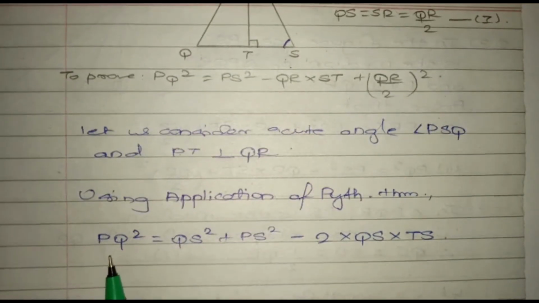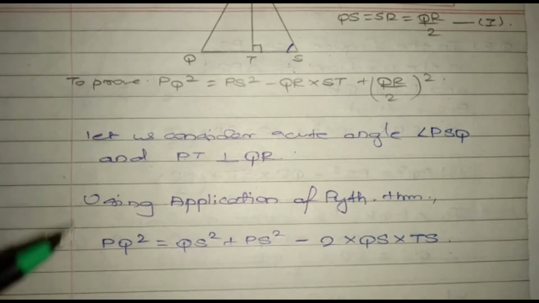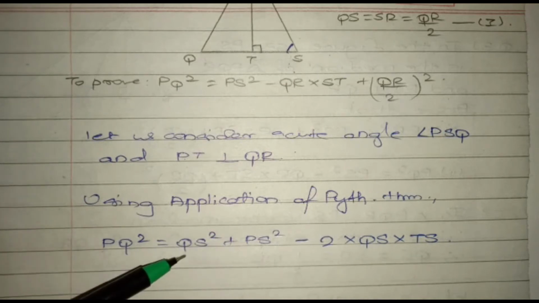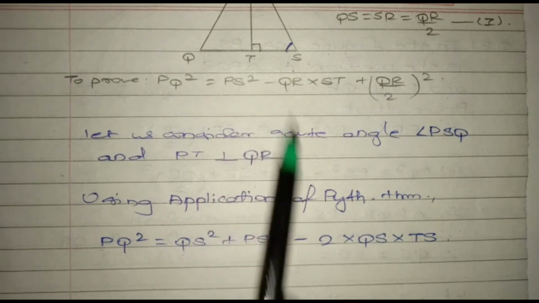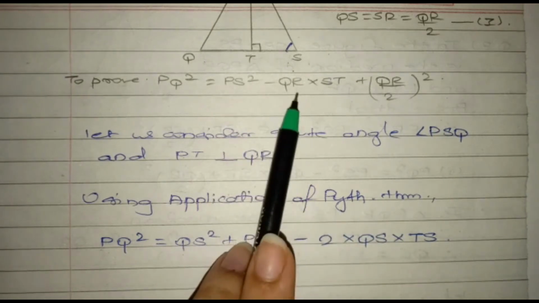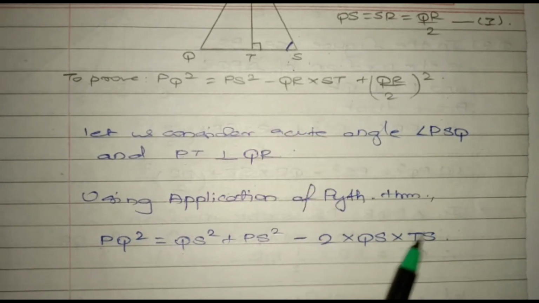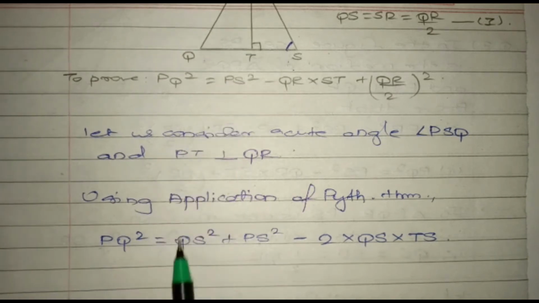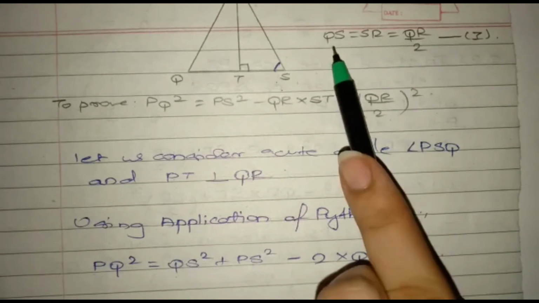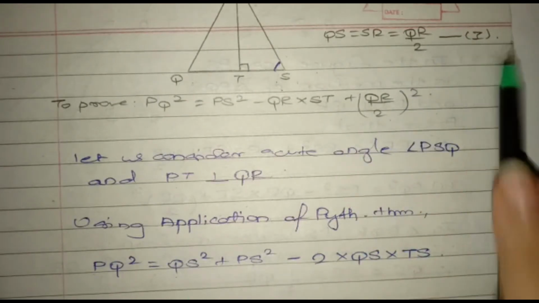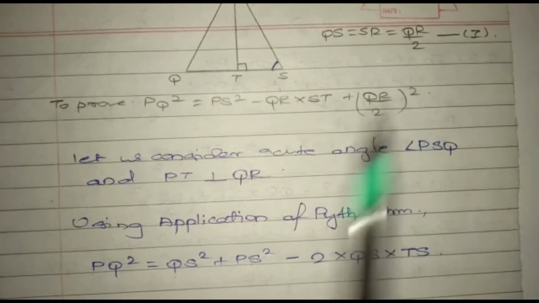Now let us compare this and this statement, and let us see what is not needed. PQ square is already needed, QS square is not needed, PS square is needed, minus sign, this 2QS is not needed. We have to substitute this 2QS as QR, and TS is equal to ST. So PS square is needed, and this QS square we have to convert into QR upon 2. Now we can see that QS is equal to QR upon 2 from statement 1. So we can substitute this as QR upon 2, then we will get this term.